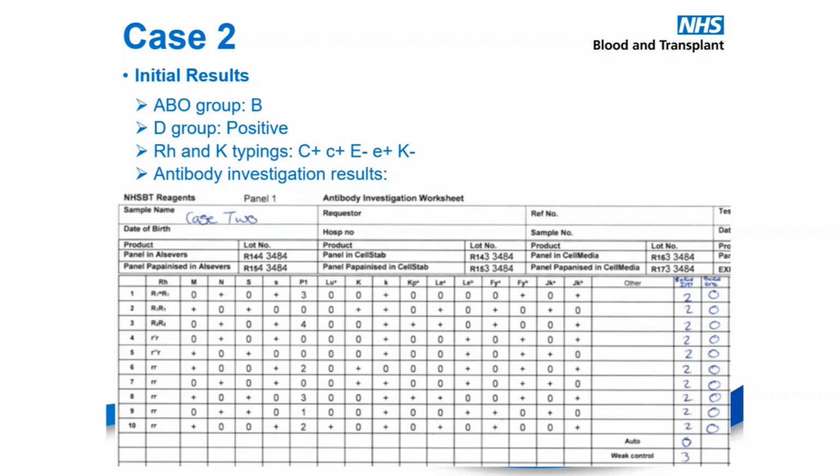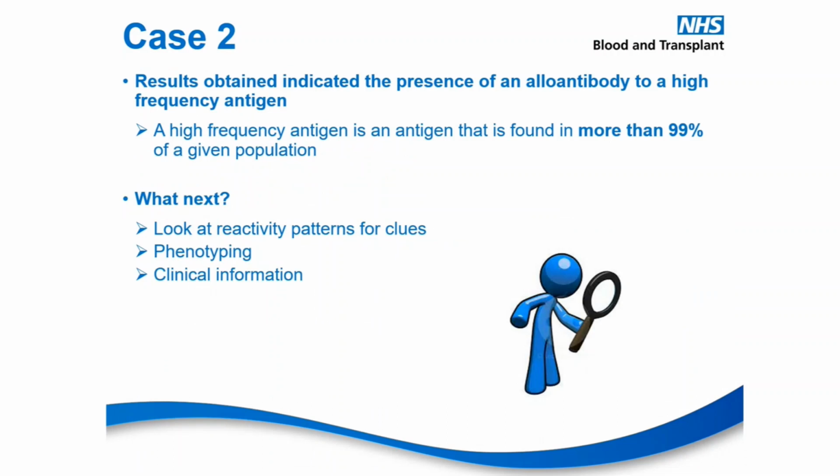When we normally see pan-reactivity, we think, oh, multiple antibodies. But yeah, I can see we've got an answer. Okay, so obviously alarm bells start to ring when we've got pan-reactivity. So what are we seeing is going on? We've got results obtained indicating the presence of an alloantibody to a high frequency antigen.